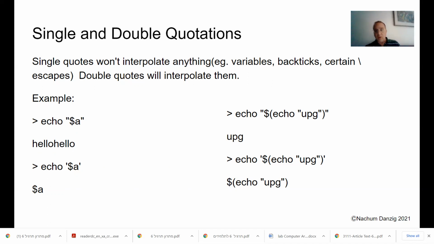Whereas the second one with single quotes is not going to interpret it. It's going to print out that string. It's going to say, oh, you want that string? I'll give you that string. Here, it's going to say, oh, what does this mean? This means run echo. So this whole thing from the beginning of the quote to the end of the quote gets turned into UPG, because running echo UPG will give me UPG. So then it'll become echo UPG again and it'll be UPG.